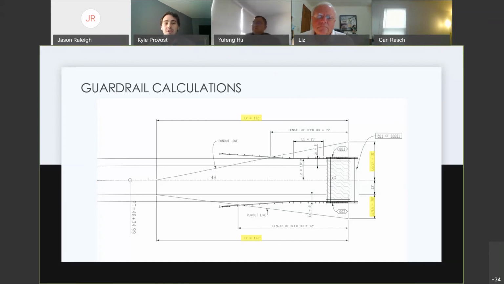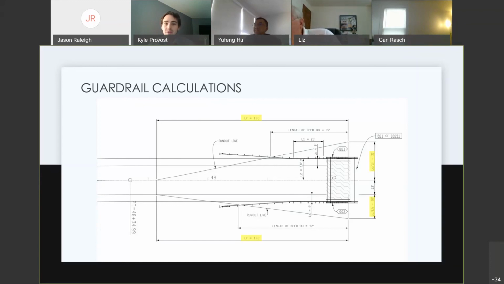We first determined our clear zone distance LC and runout length LR from MDOT's road design manual. These values are based upon design speed and ADT. Using these values, we geometrically created triangles and determined our runout line. This runout line is important because it determines where the third post of the approach terminal must be placed.